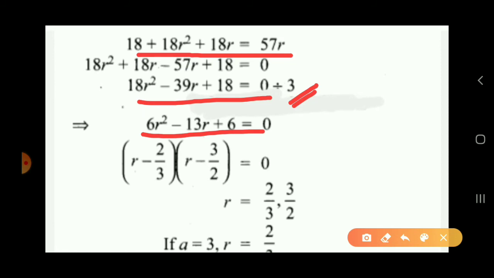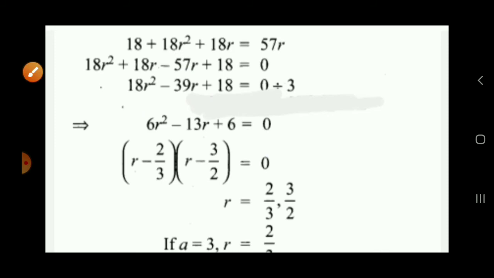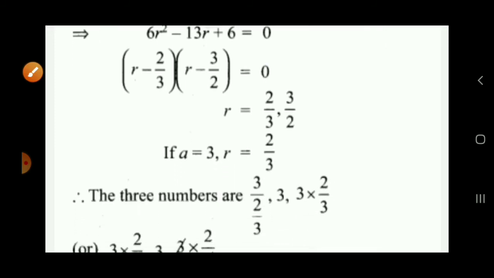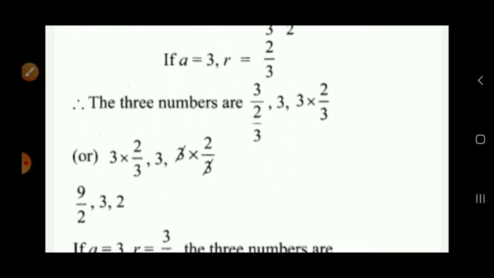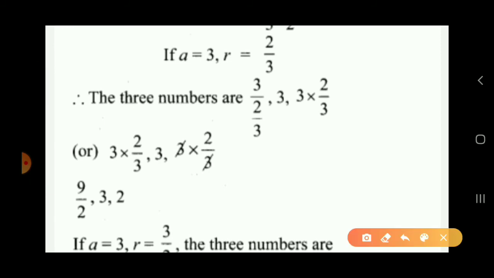This one you can factorize: (r minus 2 by 3)(r minus 3 by 2) equal to 0. So r you can get 2 by 3 and 3 by 2. This is the r value. The a value, you already know. So now you can apply this a value and r value.